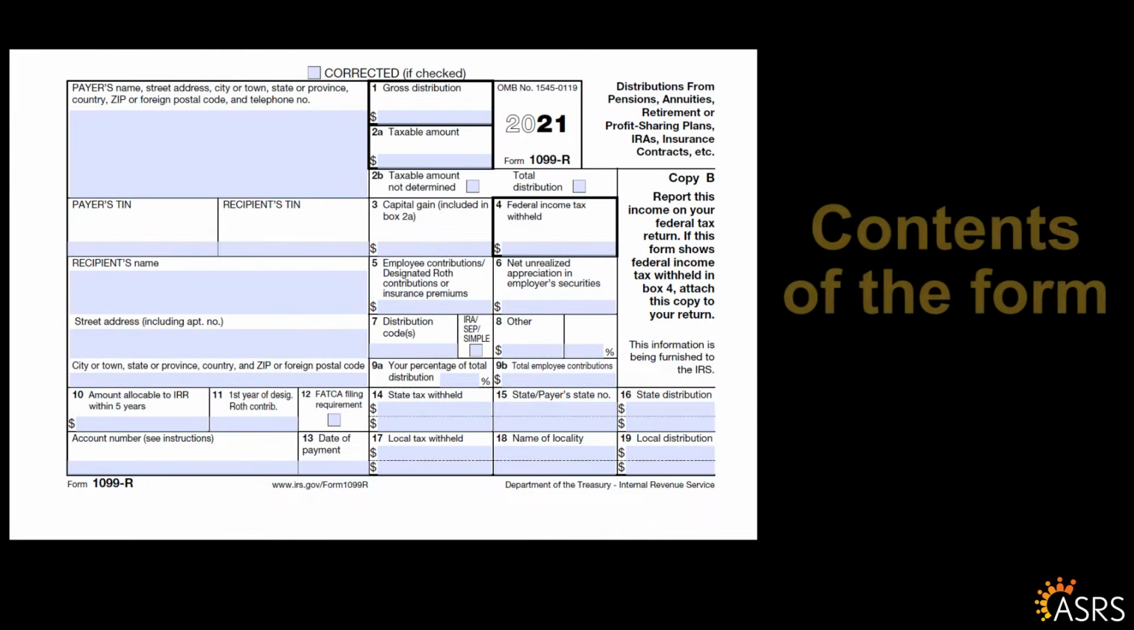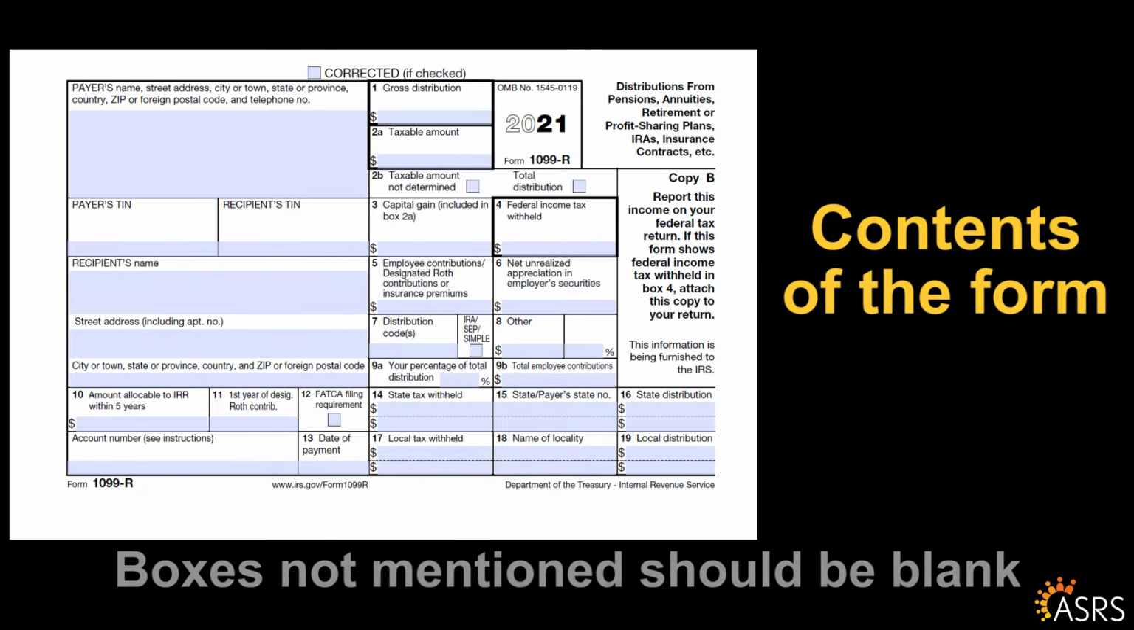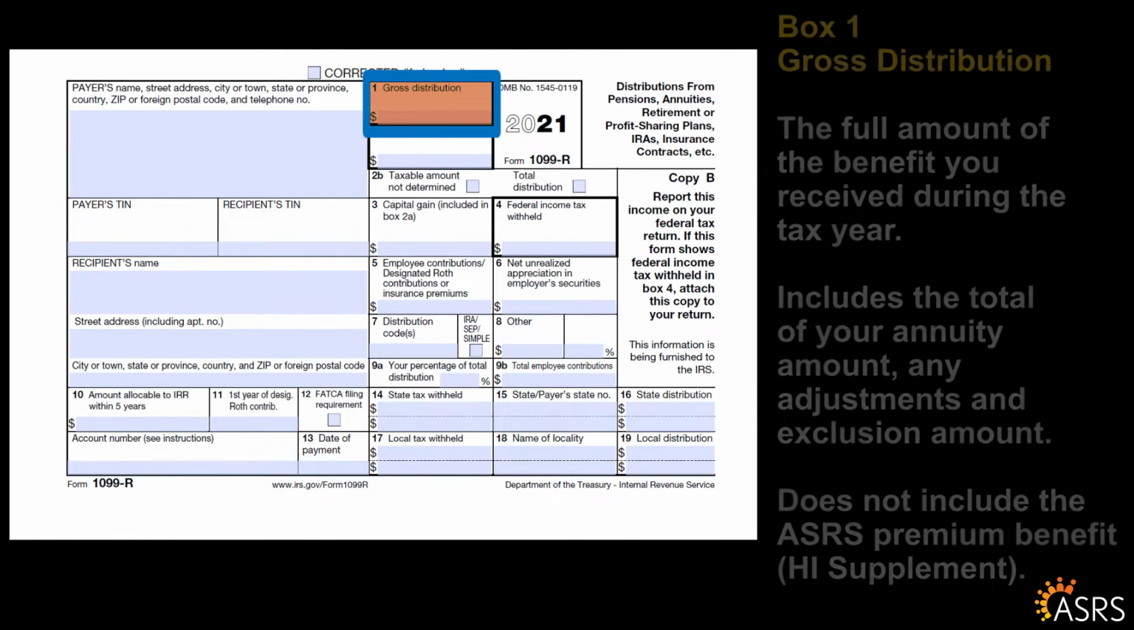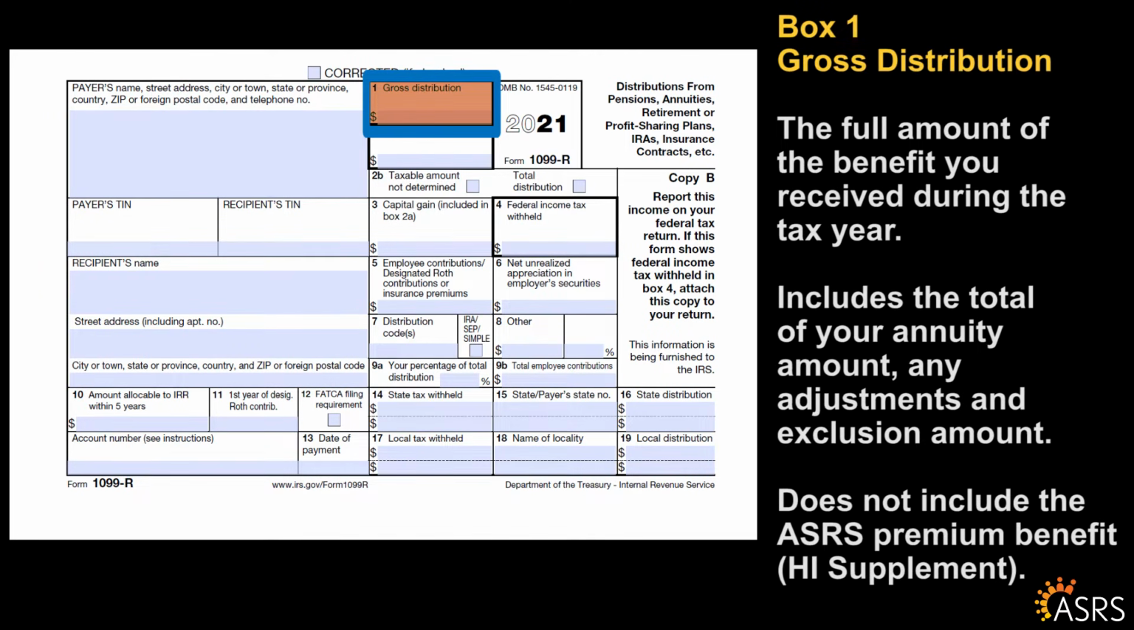Now let's go through the 1099-R form, and I'll explain what each box represents. Any boxes not mentioned specifically should be blank. Box 1, gross distribution. This is the full amount of your benefit that you received during the tax year. It includes the total of your annuity amount, any adjustments, and your exclusion amount, which is any amount not subject to taxation. It does not include the ASRS premium benefit.